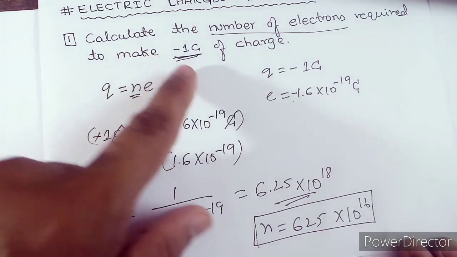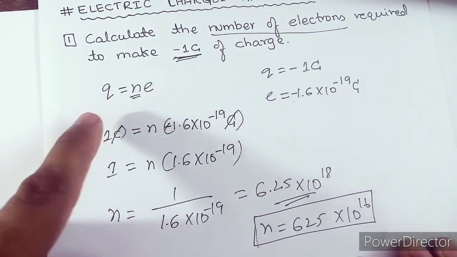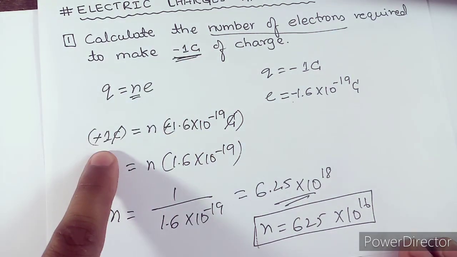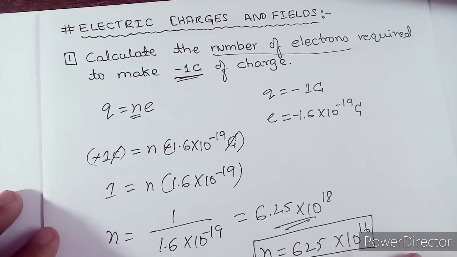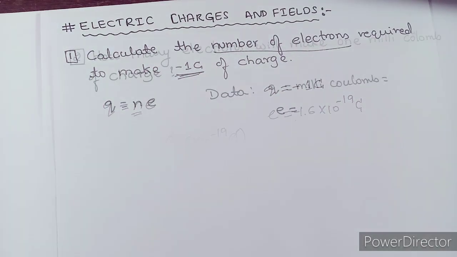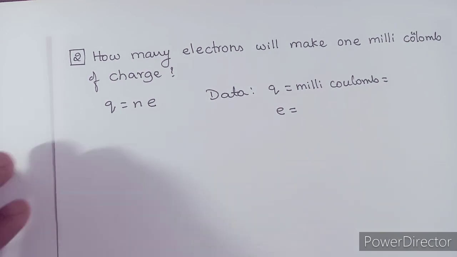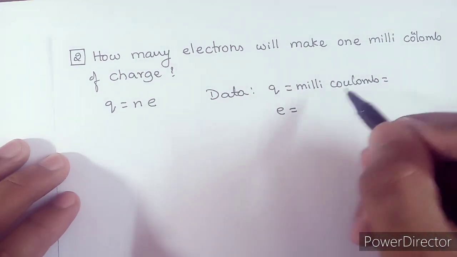If you want 2 coulomb, you have to substitute 2 here. For 5, just substitute Q value as 5. Clear with this? Thank you. In the same manner, we have one more question: how many electrons will make 1 millicoulomb of charge? Similarly, Q is given as 1 millicoulomb.